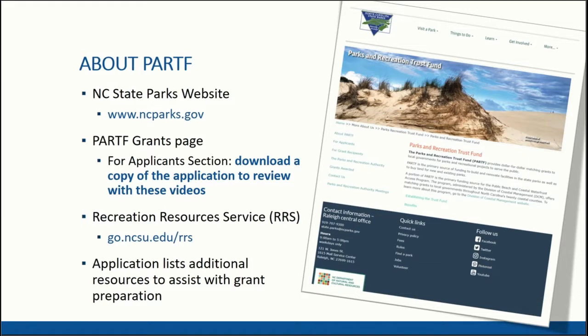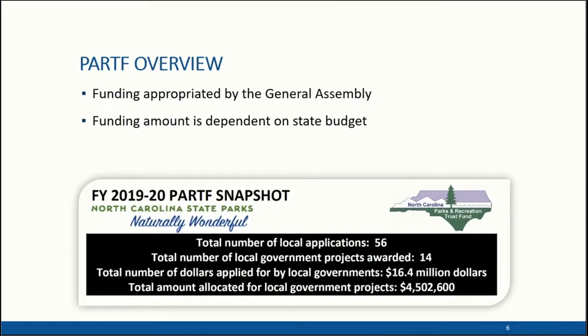Again, Recreation Resources Service, RRS, is here to help you and provide assistance. They'll be your first point of contact as you work through the application process, get feedback and review. Please go to our website at go.ncsu.edu/RRS and click on offices and staff to find your regional consultant. The application lists a lot of additional resources, so please go through those and click on the hyperlinks for other assistance that you might need specific to your particular project.